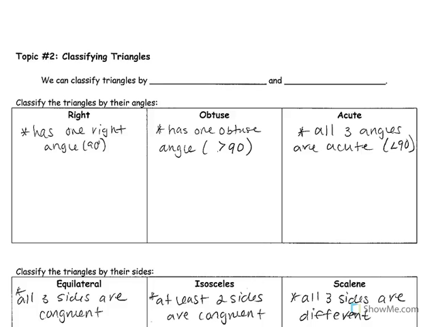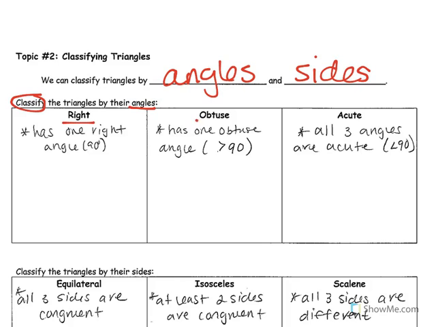So today on topic number 2 in Unit 3, we're going to talk about classifying triangles. When we classify triangles, we can do it in two different ways. We can classify by angles, and we can classify by sides, okay? These words should sound a little bit familiar, either from Unit 1 or from previous classes that you've had. So when I ask you to classify the triangle by their angles, there are three different options. We can have a right triangle, an obtuse triangle, or an acute triangle.